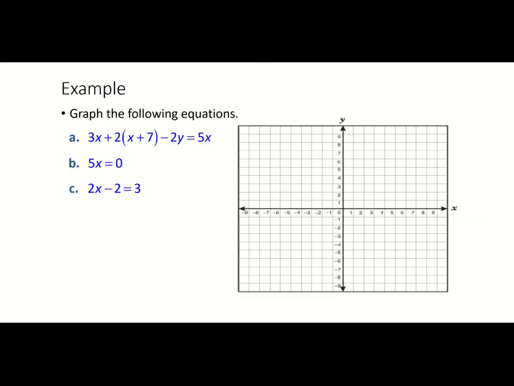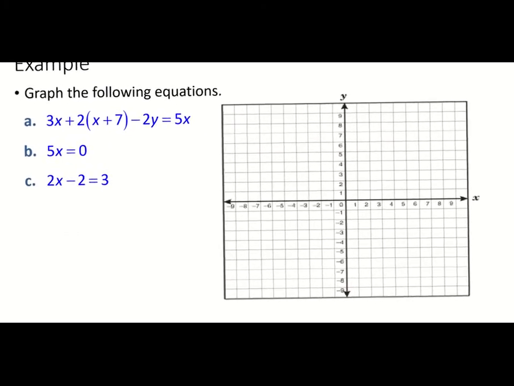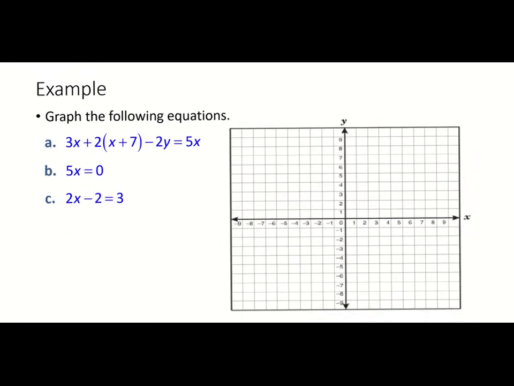All right, now we are going to work on graphing the following 3 equations. So the first thing you're going to do, again, for the first one, A, is to simplify the equation by distributing your 2 and combining like terms. So when I do that, it's going to give me 3x plus 2x plus 14 minus 2y equals 5x. And then we are going to combine like terms. I'll do that down here. So I'm going to end up with 5x plus 14 minus 2y equals 5x.